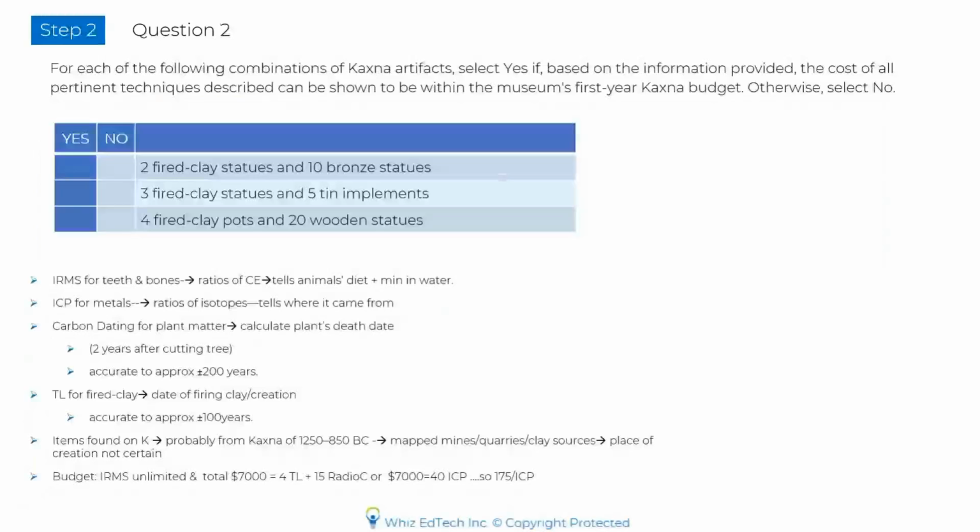Question number 2. For each of the following combinations of Kaksna artifacts, select yes if, based on the information provided, the cost of all pertinent techniques described can be shown to be within the museum's first year budget. Otherwise, select no. So what is the museum's budget? IRMS is limited. Total budget is 7,000 rupees. Now this 7,000 can either accommodate this, or this 7,000 can accommodate this. This we know.